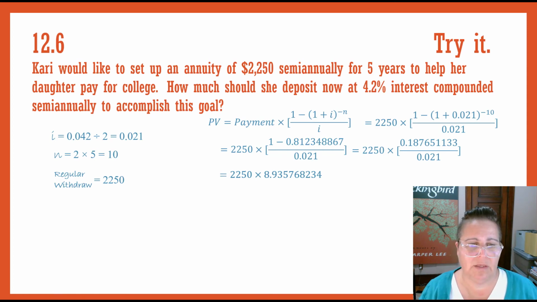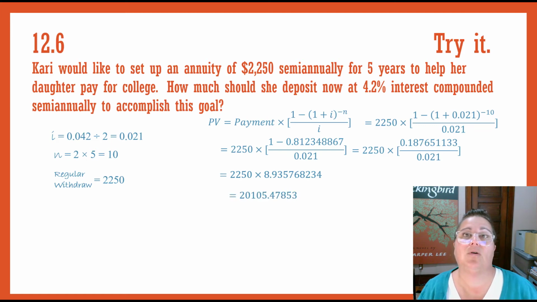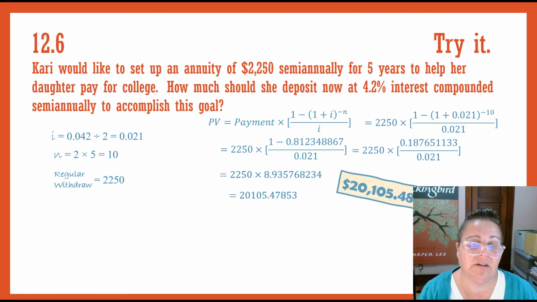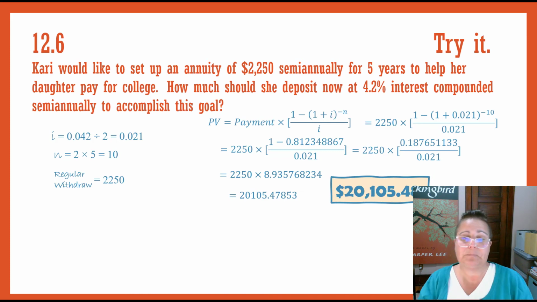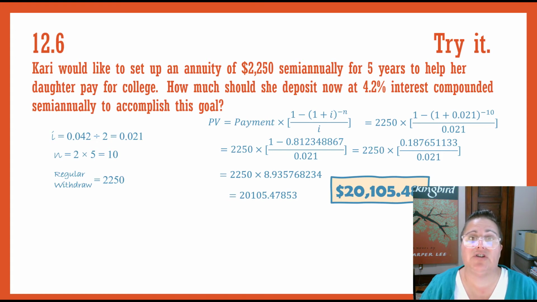So I've got 2,250 times 8.935768234, or $20,105.48. So we know that if Carrie wants to be able to withdraw $2,250 twice a year for the next 5 years, she has to have just over $20,000 to put away today.